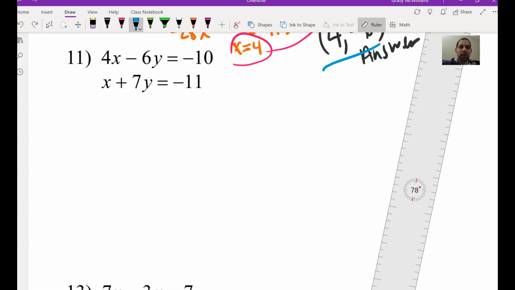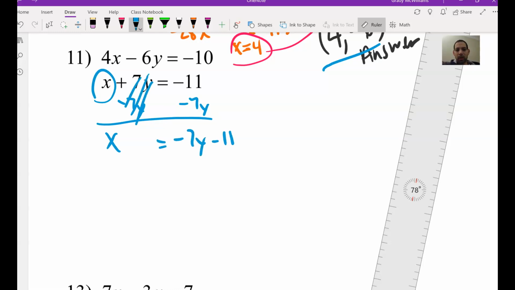So I'm going to try and get this x all alone, which means subtracting the 7y. Different than the other ones, this time we're getting x alone. These cancel out. Negative 7y minus 11. Now I figured out what x is equal to. X is equal to all this stuff. Put it in the other equation. I'm not going to put it back into this one, I'm done with that one. I'm going to put it back into here. X is equal to all this nasty stuff right here.